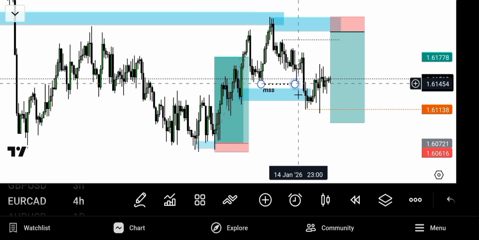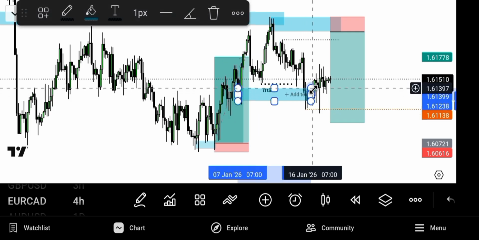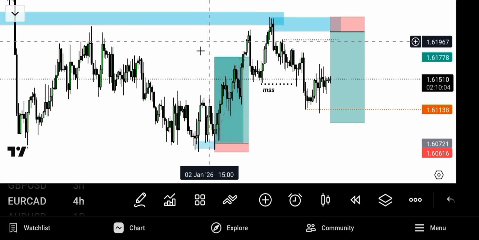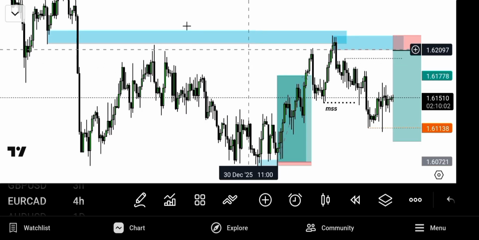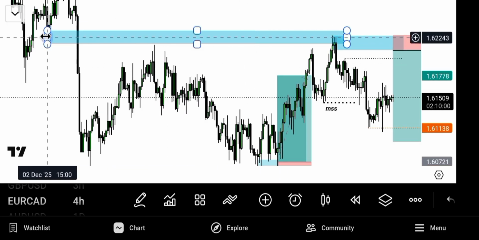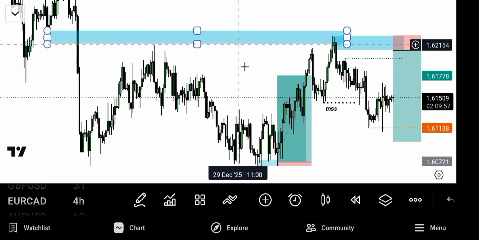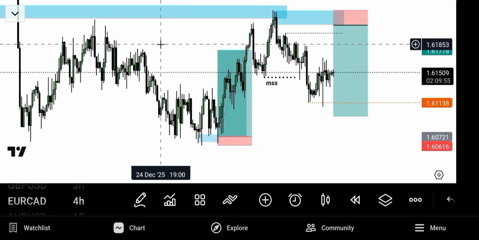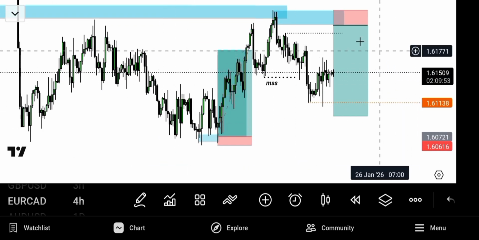That's why we want to look for a couple of criteria. The first criterion is we want to make sure that this is actually happening at a key level. And as you can see here, this was actually happening on a breaker block which was the catalyst to the downward move you're expecting. So apart from that, you're not just going to be taking an entry.